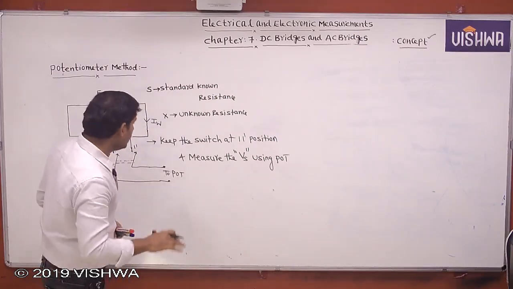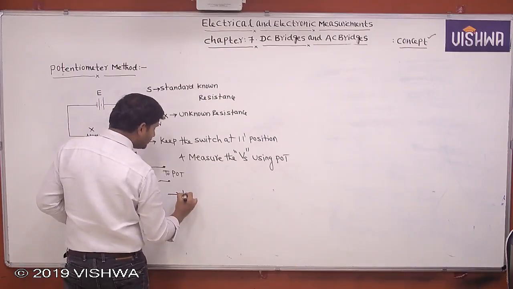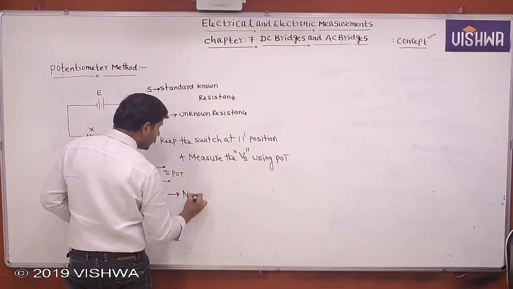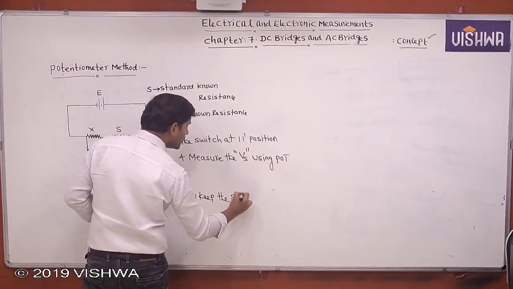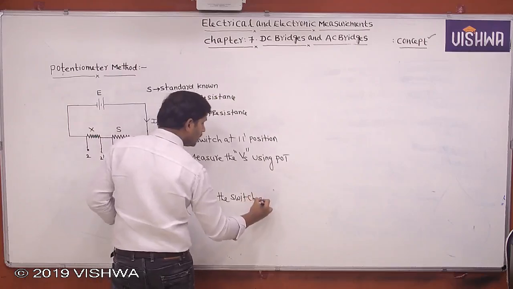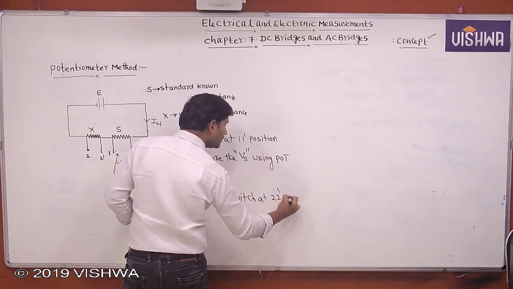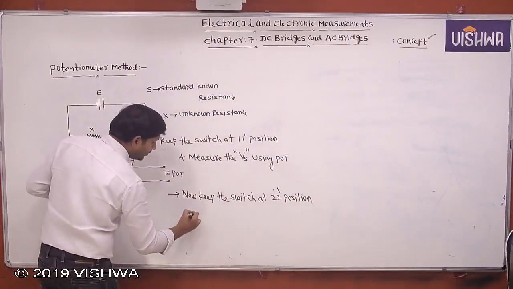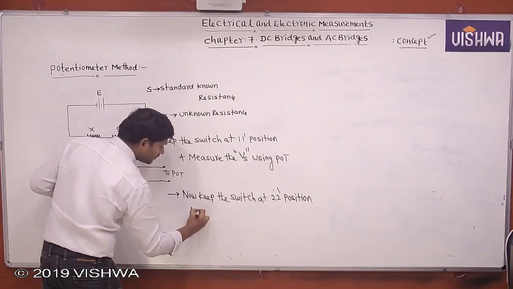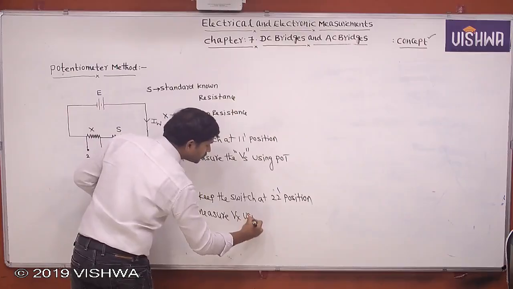Clear? Now measure the Vs using the potentiometer. Now keep the switch at the x to 2 dash position, and measure Vx using the potentiometer.